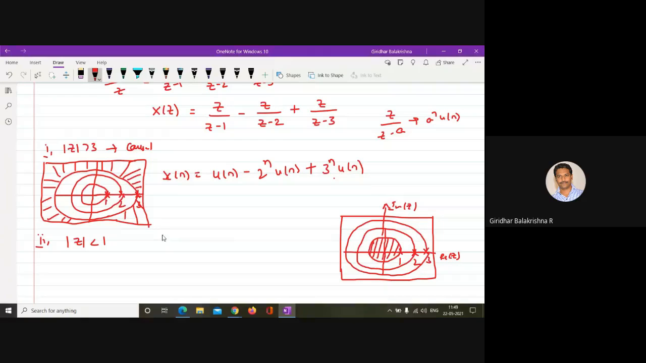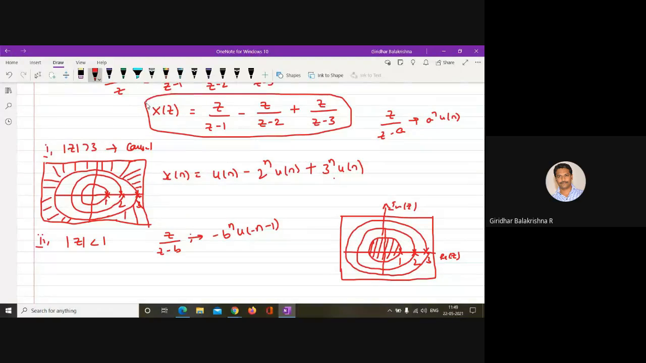So for an anti-causal system, if it is in the form of Z by Z minus b, then its inverse Z transform is what? Minus b power n into u of minus n minus 1. So it is in the form of minus b power n into u of minus n minus 1. So now tell me, for this expression I am writing now.